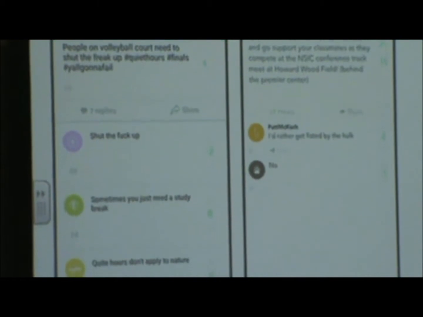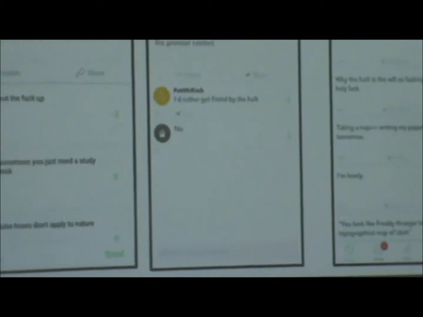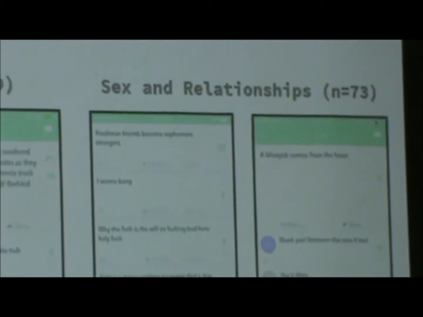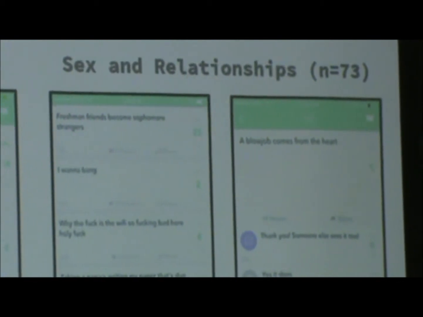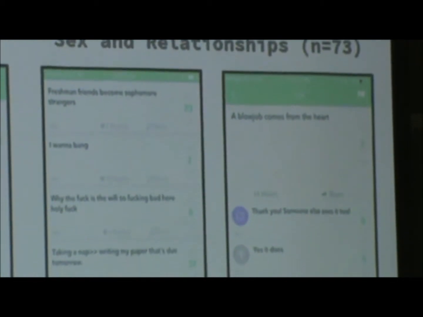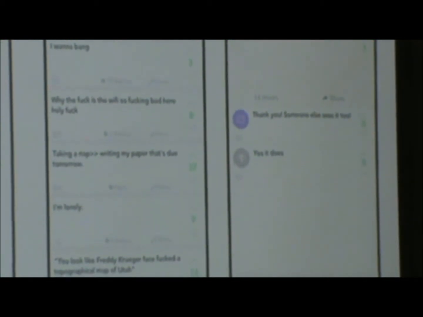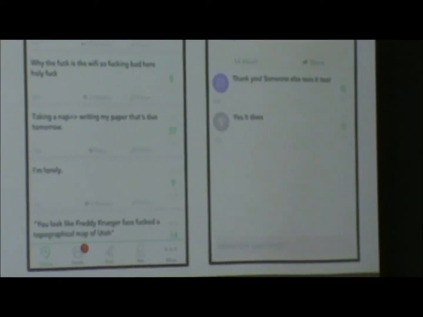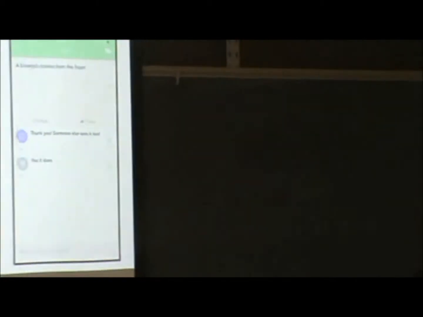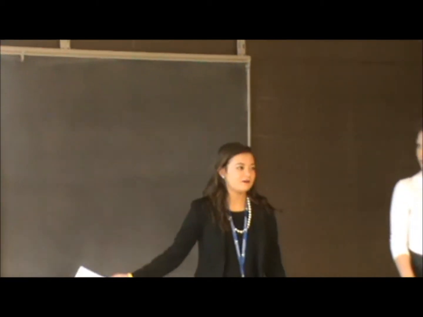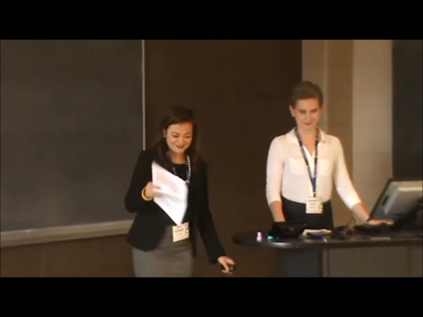Now, sex and relationships. Within the 213 screen captures, there were 73 mentions of sex and relationships. Surprise. Some of these mentions focused solely on friendship, such as this one here, freshman friends become sophomore strangers, while others revolved around the desire for romantic relationships or the lack thereof. Which I'll let you read the other one for yourself. Sorry, Mom.